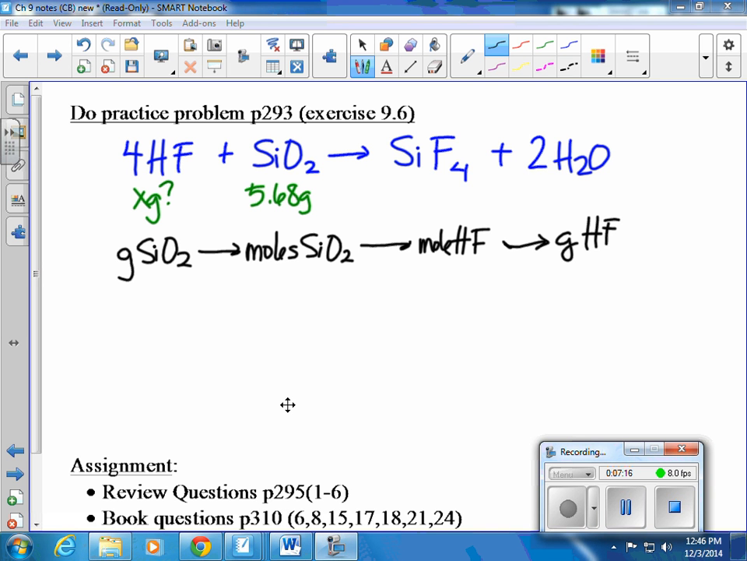Okay, so here's my mole map, grams to moles to moles to grams. And now I'm going to go ahead and plug in all of my numbers. So remember that we go back to what we started with.